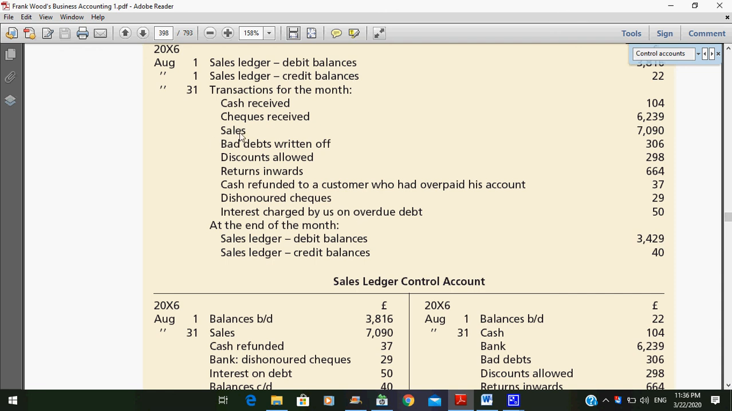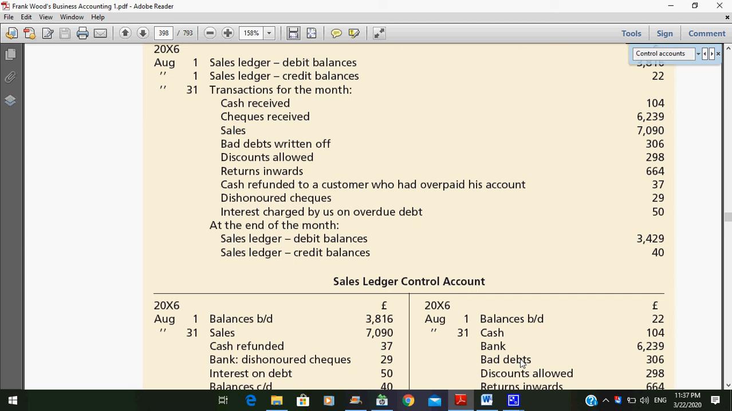Then you have what? Sales. The step says that we must post to the debit side of the sales ledger control account the totals of all new sales during the period shown in the what? Sales day book. So therefore this sales figure goes here on the debit side, which is 7,090. Then you have something called bad debts written off, right? Bad debts written off are placed on the what? Credit side of the sales ledger control account. Good?